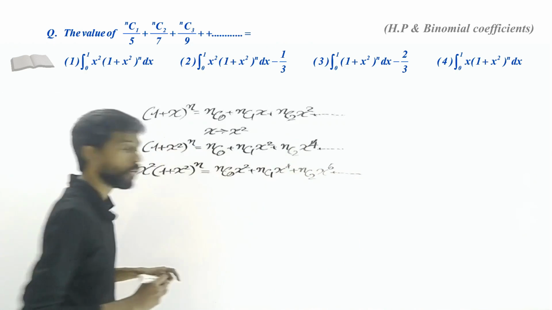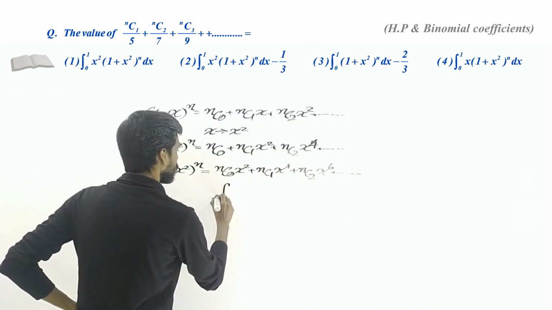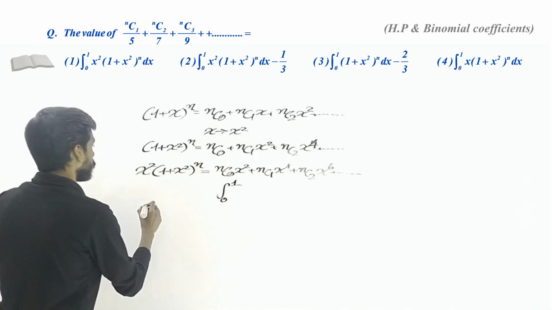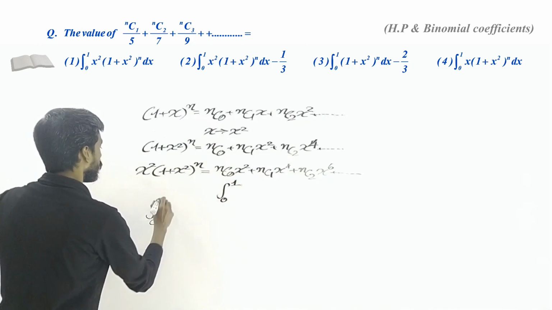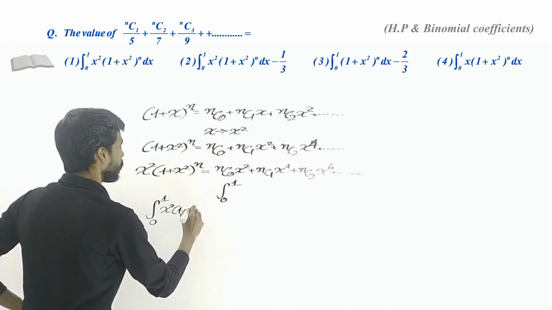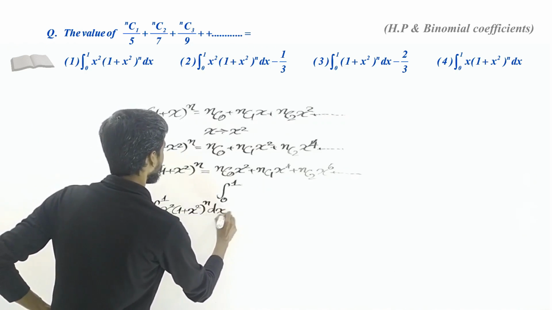So that's it. Now we have to do the integration, right? So as usual, let us do the integration from 0 to 1. What is the integration of this? You write it as it is, because the answer is given in terms of integration only. You don't need to do the integration of this complicated term. x square (1 plus x square) to the power n dx. So that is the integration of the left hand side.